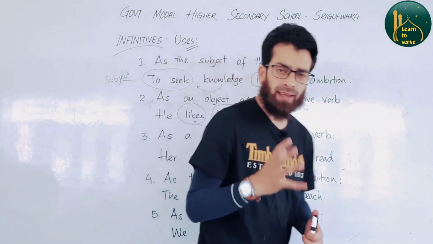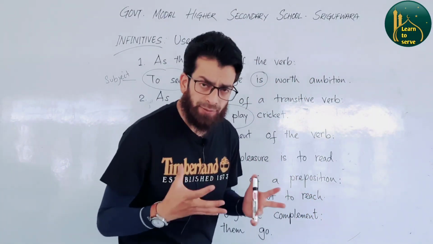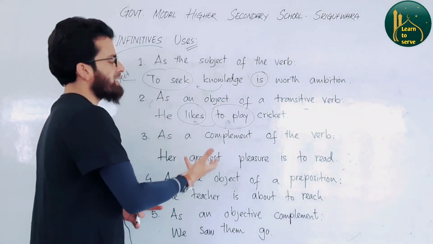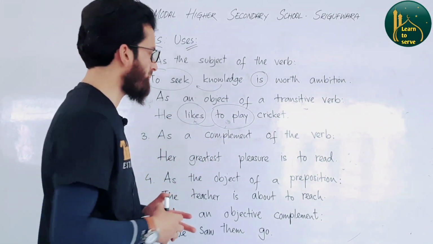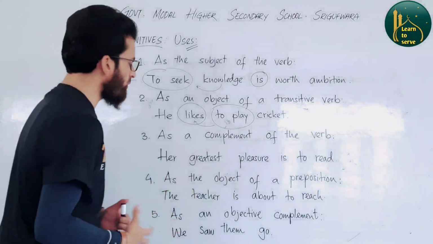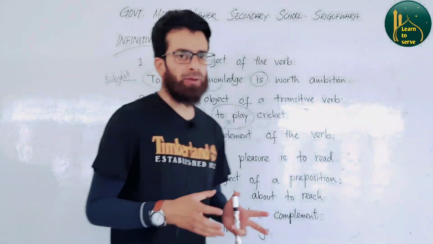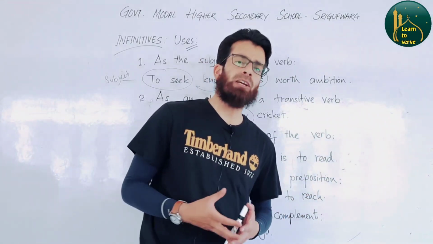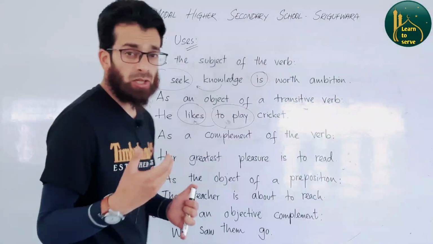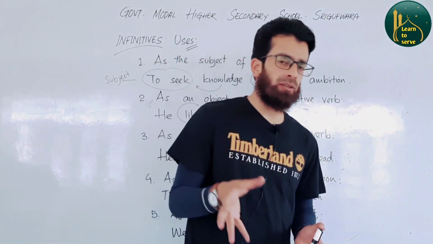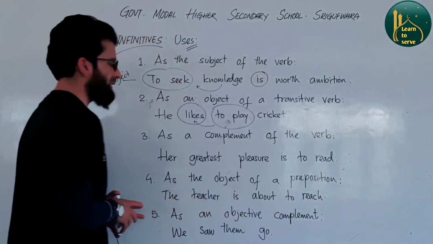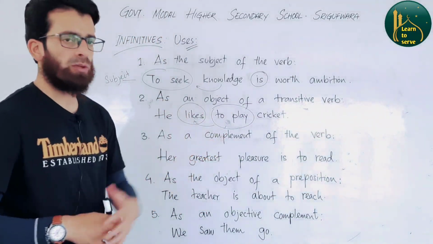Here we understand that an infinitive can come as the object of a verb, and we can use it as an object. And the third is as a complement of the verb. As I have already told you, there is a separate video on verb of incomplete predication, complement of the verb, subjective complement and objective complement. You can watch that as well to understand the whole scheme.